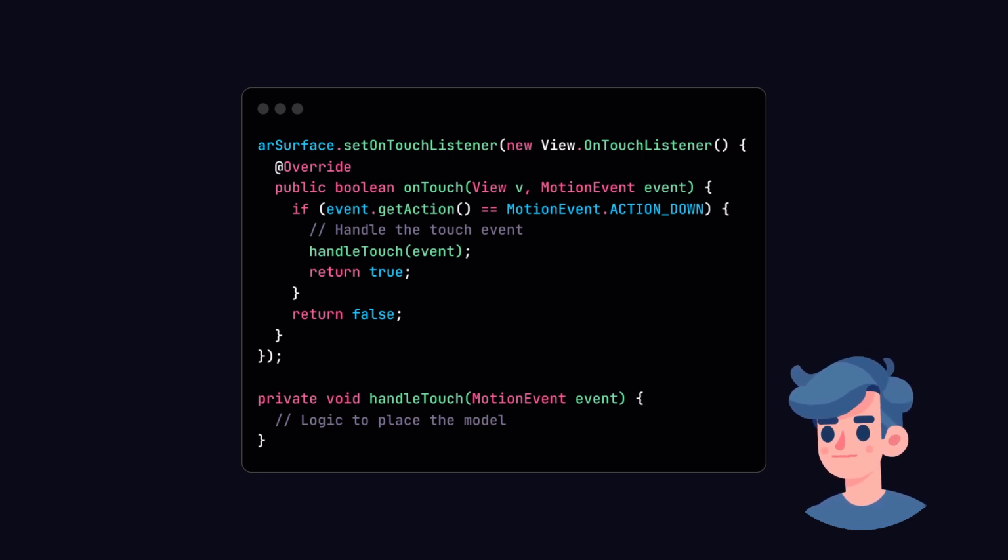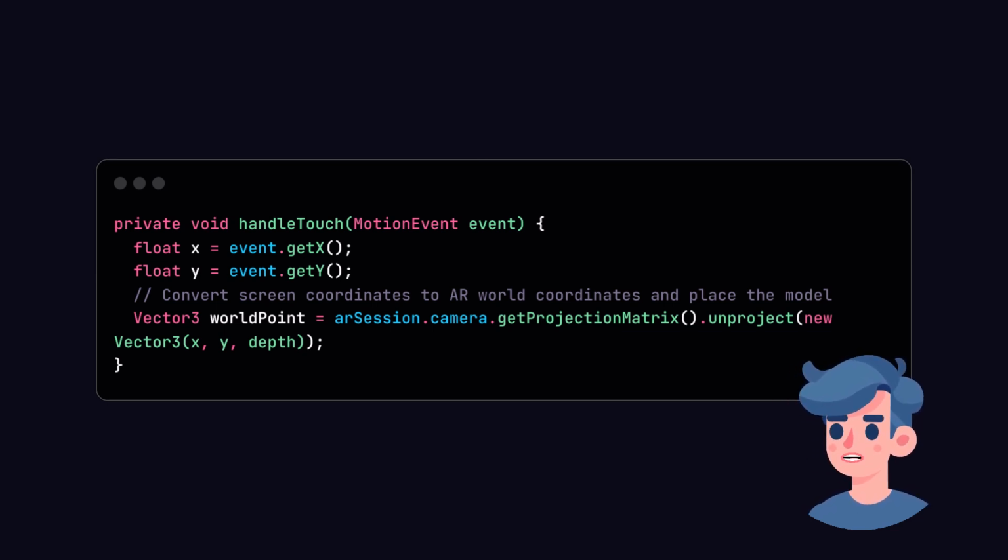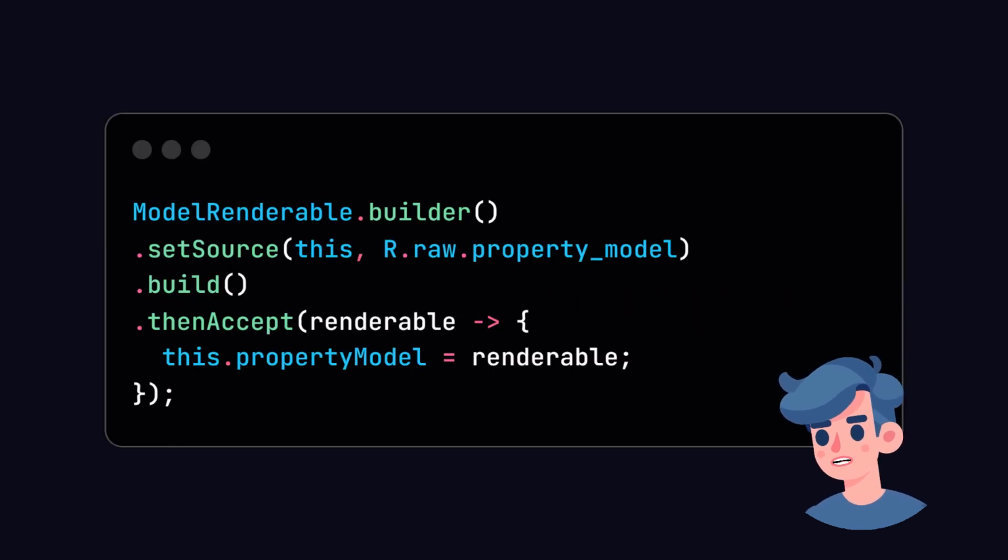Now let's process the user touch events to determine where on the screen they want to place the property. The handleTouch method is where we will place our model based on the user's touch. To get the exact position, we can utilize the screen point to world point transformation offered by ARCore. Once we have the position, we can instantiate our property model. For that, we need a renderable instance. Let's create a simple cube to represent our property for now.